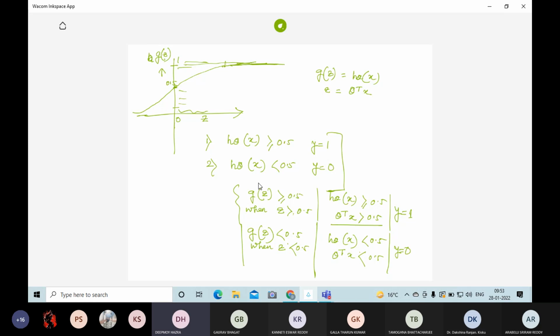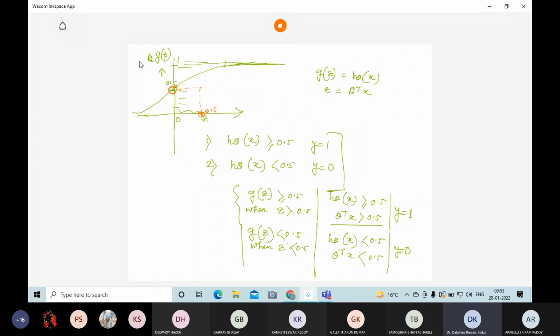Sir, please point out where z equals 0.5 is in the curve. Yeah, let me show it with another color so that you can understand. I am talking about this point, because this is g of z. Yes, this is g of z equals 0.5. Sir, I am asking where is z equals 0.5? Oh, this point. Okay, this point, this is 0.5.